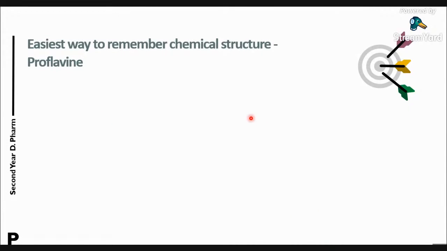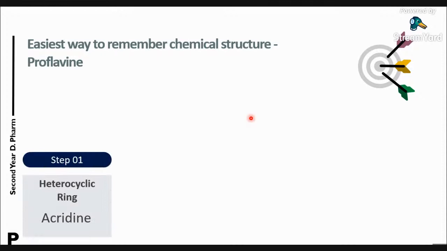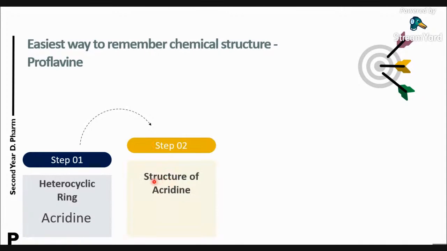Okay, so here I will again explain the easiest way to remember the chemical structure if you know the structure of the heterocyclic ring. For that purpose, you must know which heterocyclic ring is present in that structure. Suppose in the case of proflavin, it contains acridine. So step number 2 is you must know the structure of acridine. The acridine structure is like that.